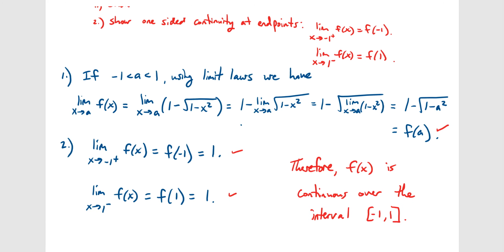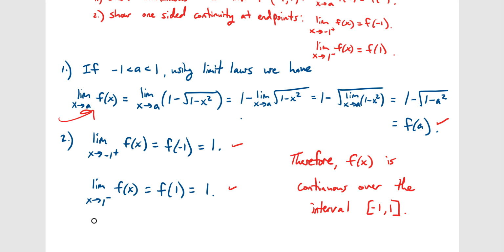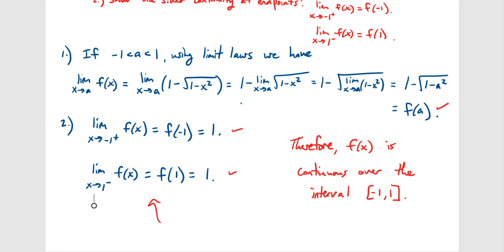So that's how it is most of the time with these questions. You just have to use a generic x approaches a for the first one, use limit laws, and show that it equals f of a. And then for the other two, you have to show that it's continuous at the endpoints, which means you're using the continuity definition again.